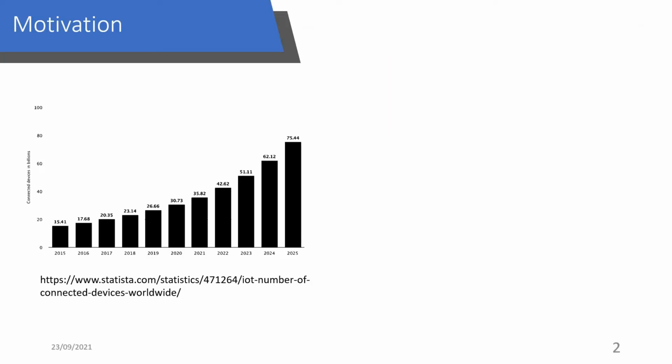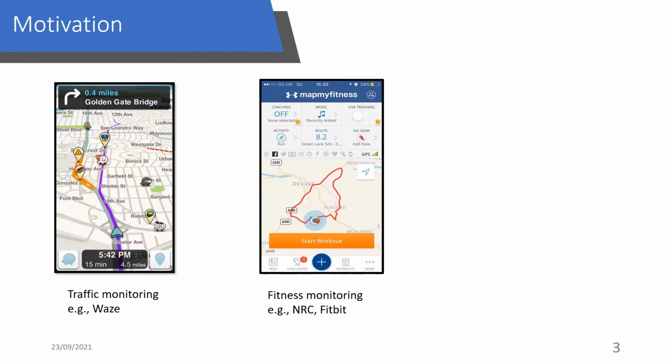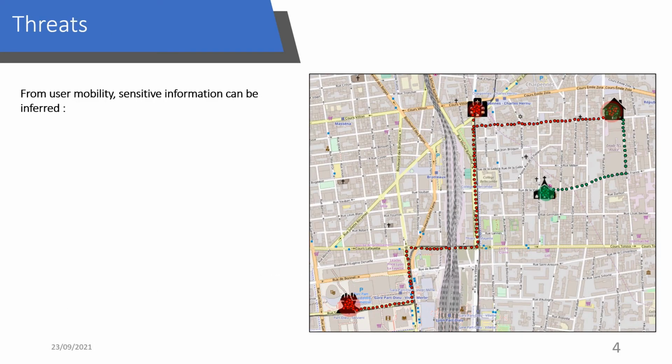The increasing development of information and communication technologies, with up to 75 billion connected devices in 2025 as forecast, and the growth of very fast networks like 5G have contributed to the wide use of crowd sensing applications where geolocated data is collected for traffic monitoring, fitness monitoring, or air quality monitoring. However, the disclosure of such mobility data may jeopardize users' privacy.